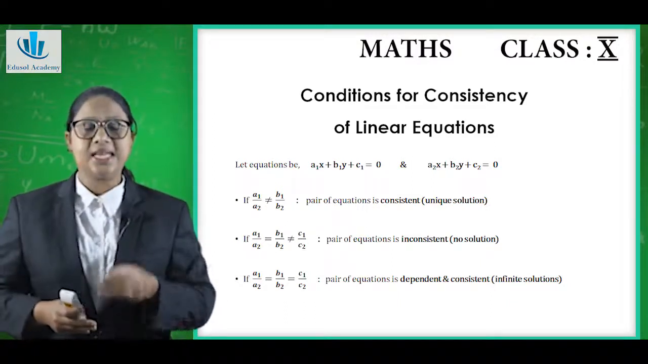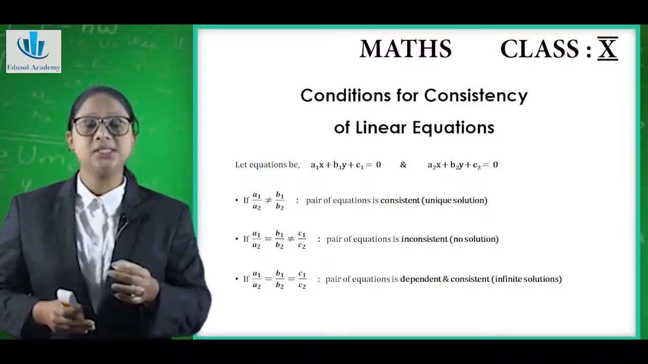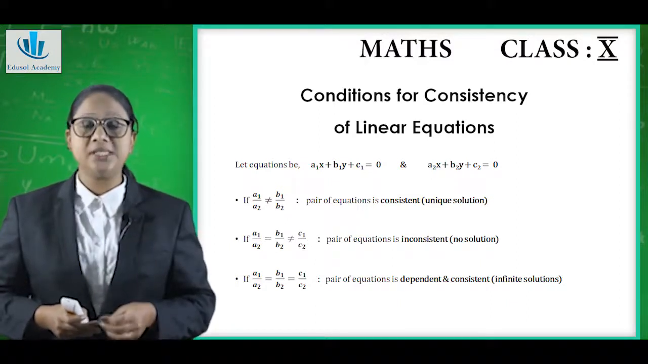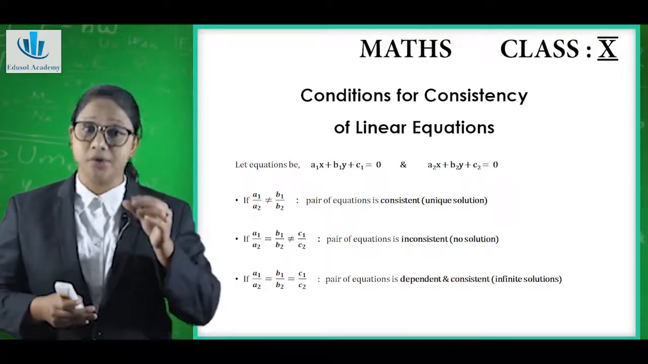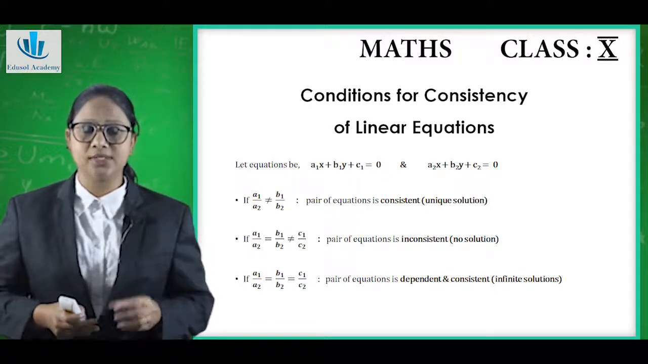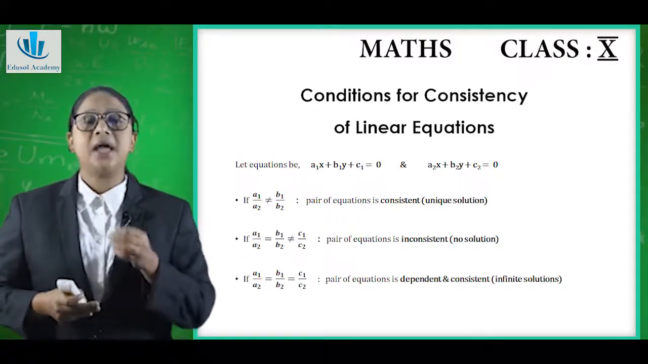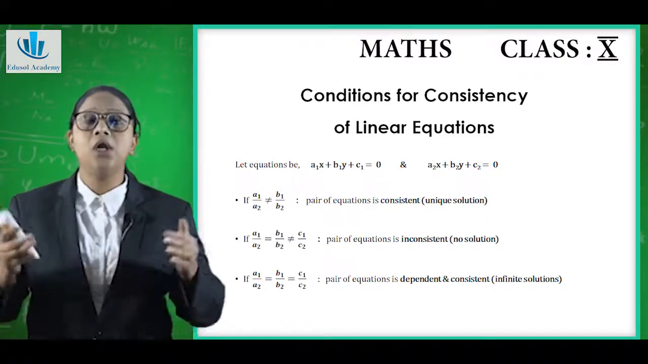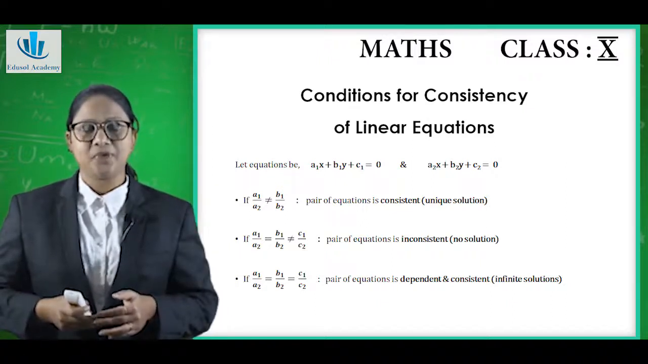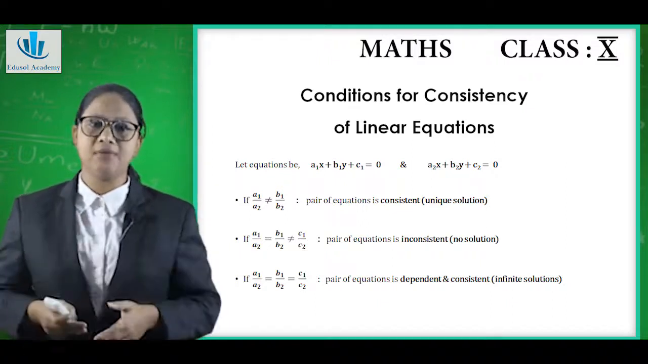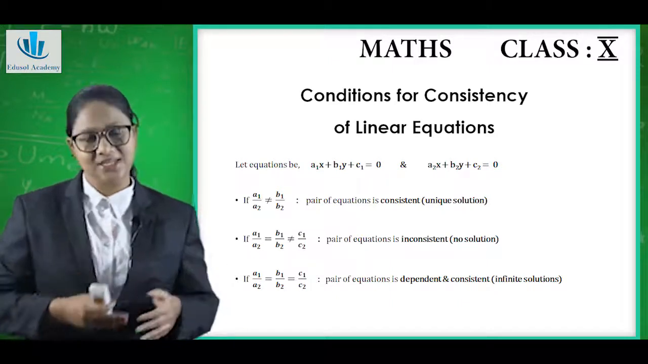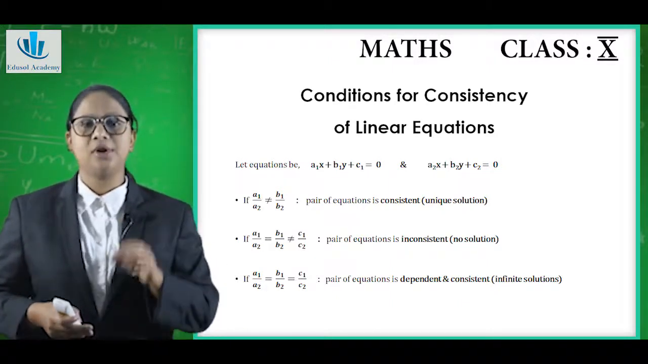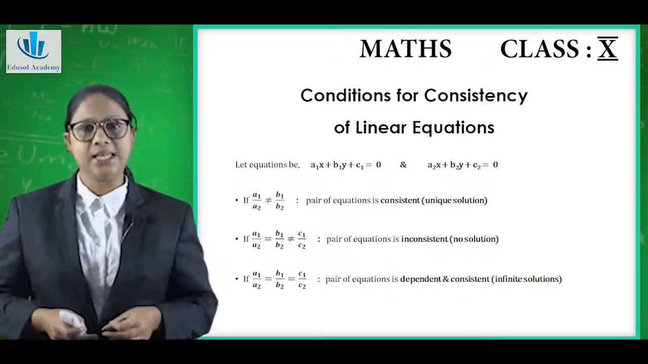We can say that such a system is consistent and dependent. By consistent we mean that there is a solution for these equations, and by dependent we mean there are a lot of possible solutions, which means x and y can take one pair of values, another pair, and infinity to be exact. So there are three conditions for consistency.